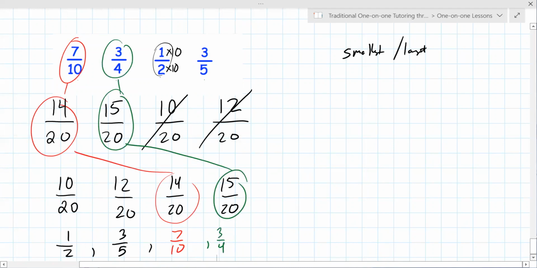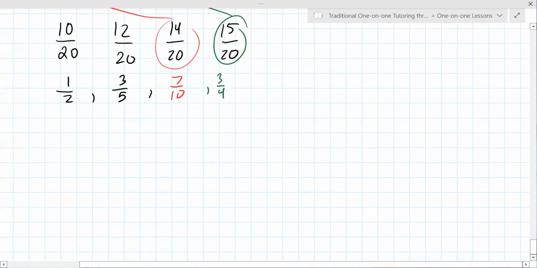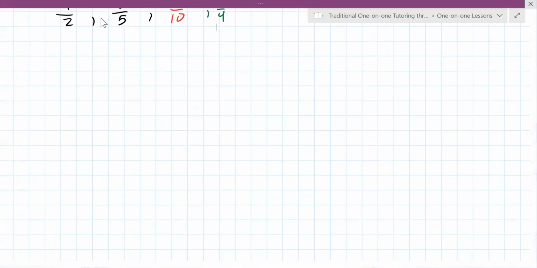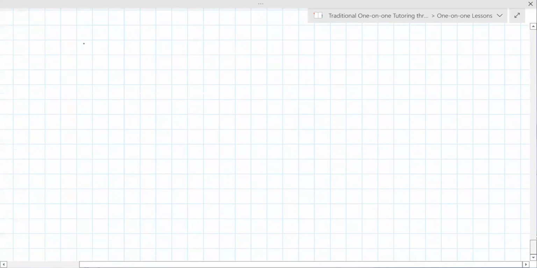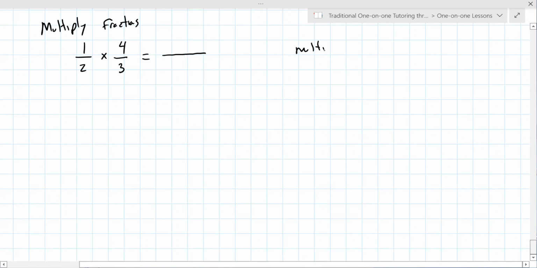Okay, so let's do some multiplication with fractions and maybe some division. I know we covered this a little bit last time. Let's say I want to do 1/2 times 4/3. We're switching topics. When you multiply fractions, you multiply the tops, and then you multiply the bottoms.